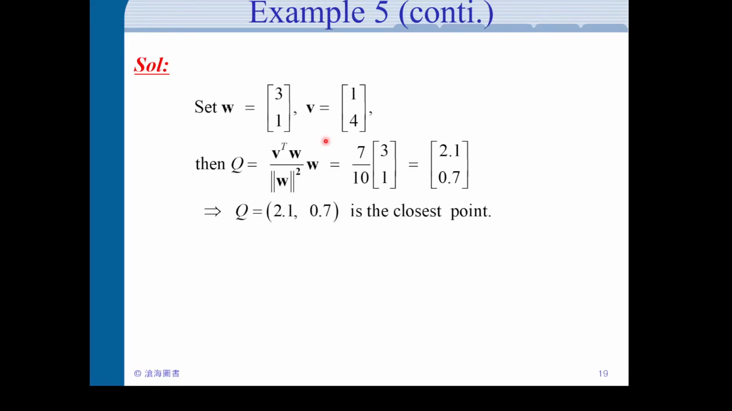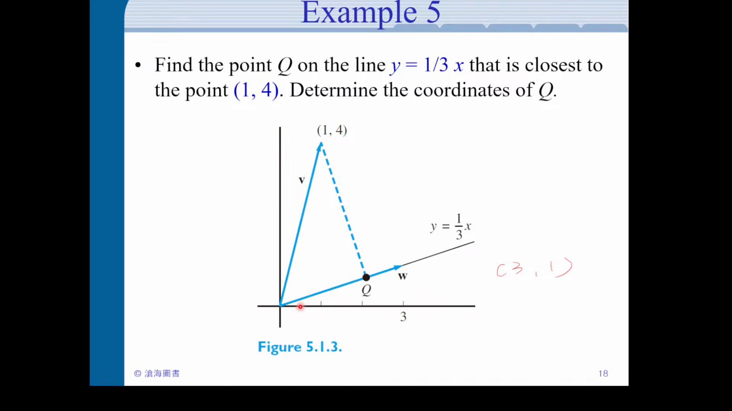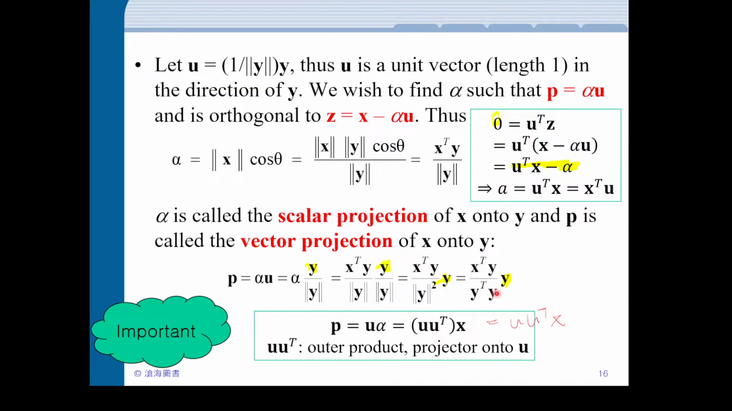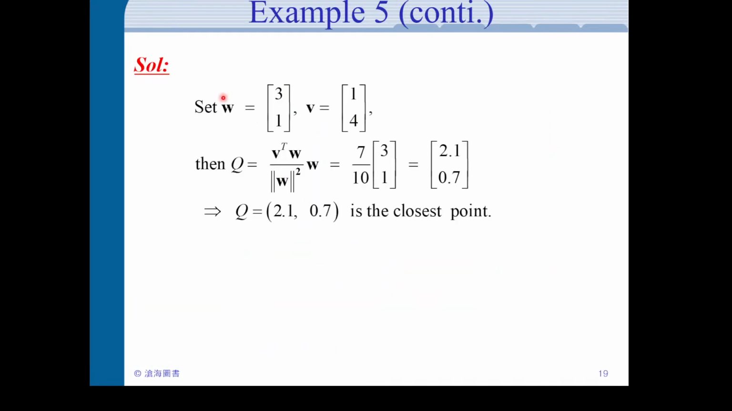We can find the vector projection, the projection point Q here. Then we just go with this formula: V inner product with W, and we should have direction W. So V inner product with W, over W inner product with W. V inner product with W, we have 7. W inner product with W, we have 10. So this is 7 over 10 times W, which is (3, 1), and it's (2.1, 0.7). It should be quite straightforward.